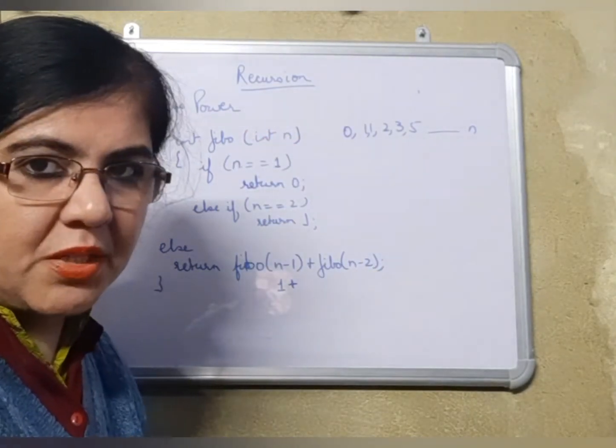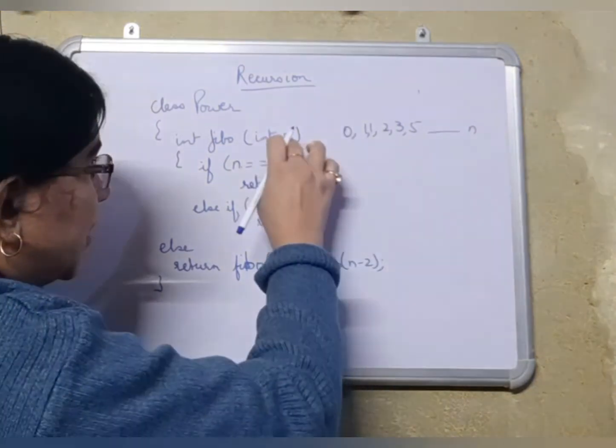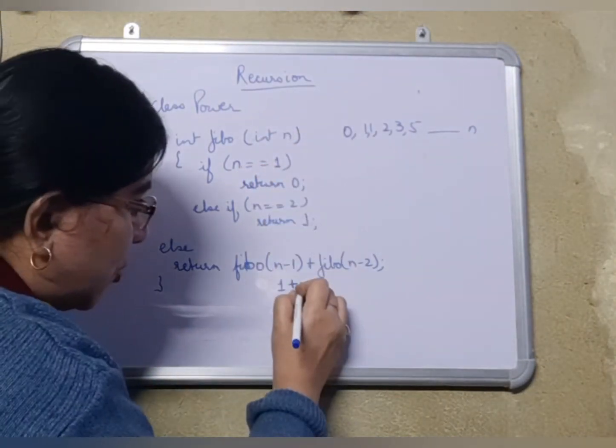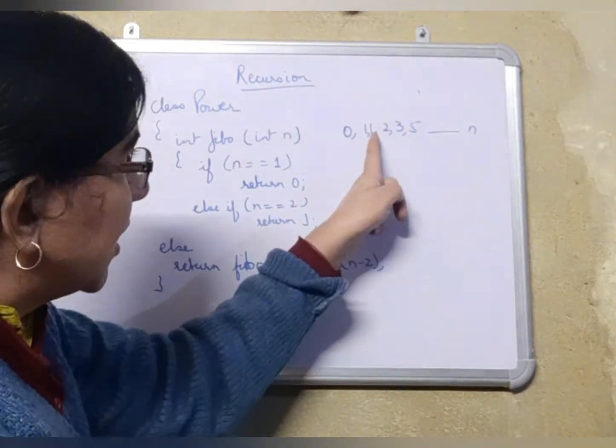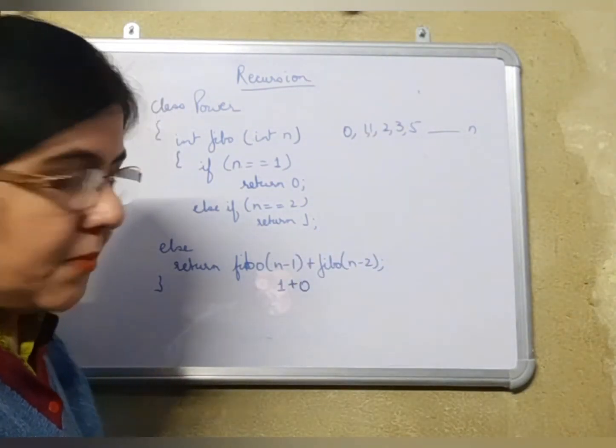What is the value of 3 minus 2? 1. So it will reach here with the value 1 and it will return 0 over here. Finally, the answer that you are getting here is 1, which is the third term of our Fibonacci series.